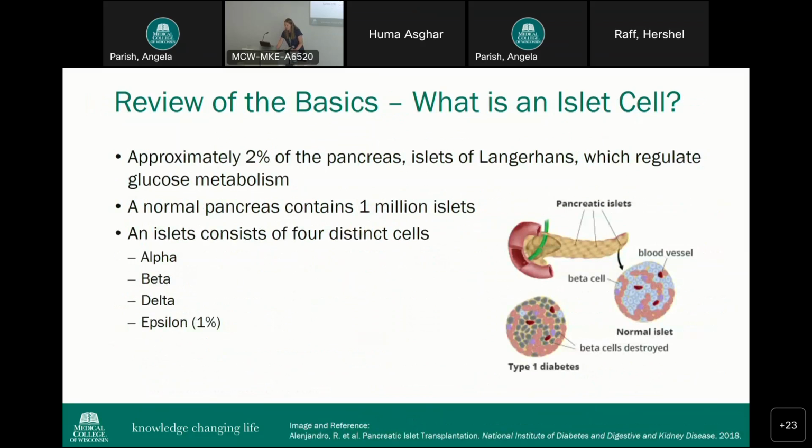Before we can really talk about what islet cell transplantation is, I just briefly wanted to review what an islet cell is. 2% of our pancreas is islets, which regulate our glucose metabolism. This is about 1 million islets, and the 4 distinct cells we think of are alpha, beta, delta, and epsilon.